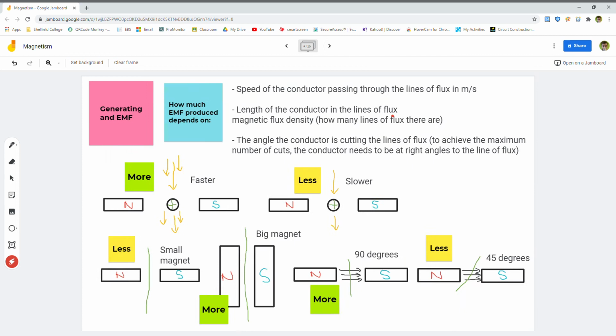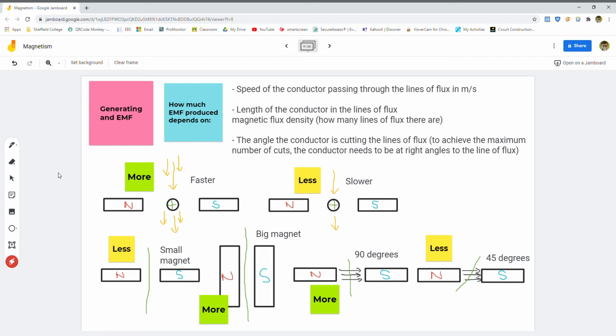So, just to demonstrate it, a few pictures might make a bit more sense. Like I said, we've got our three factors which vary how much EMF we're going to make. So, the speed of the conductor first. The faster it goes through, the better. The slower, we're going to create less. Then the length of the conductor in the lines of flux.